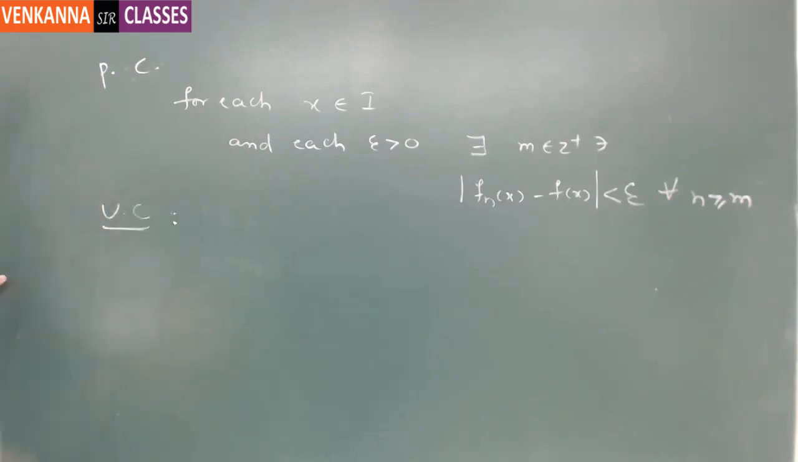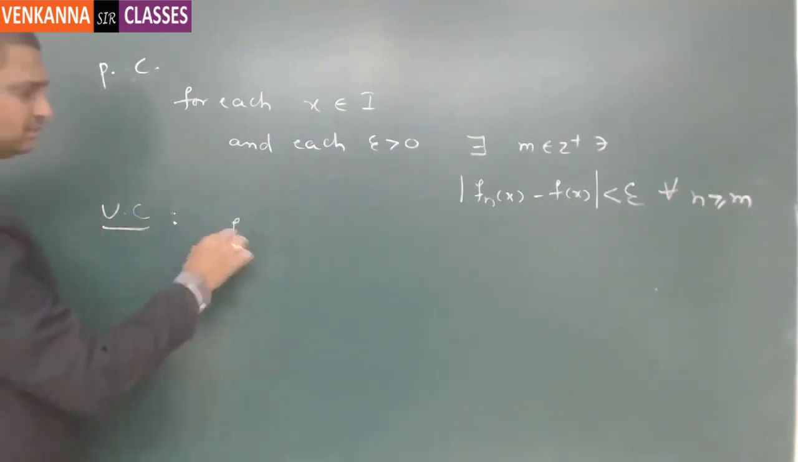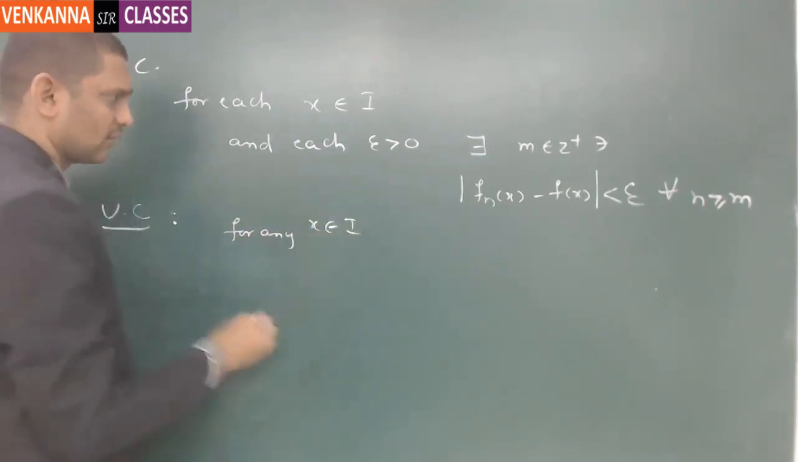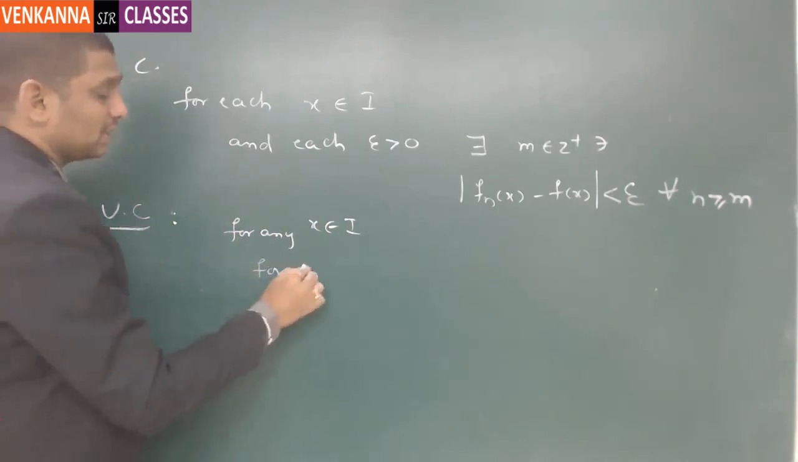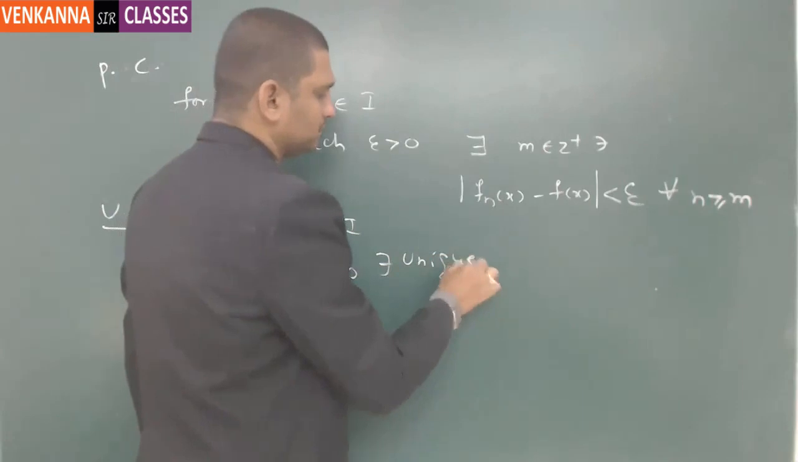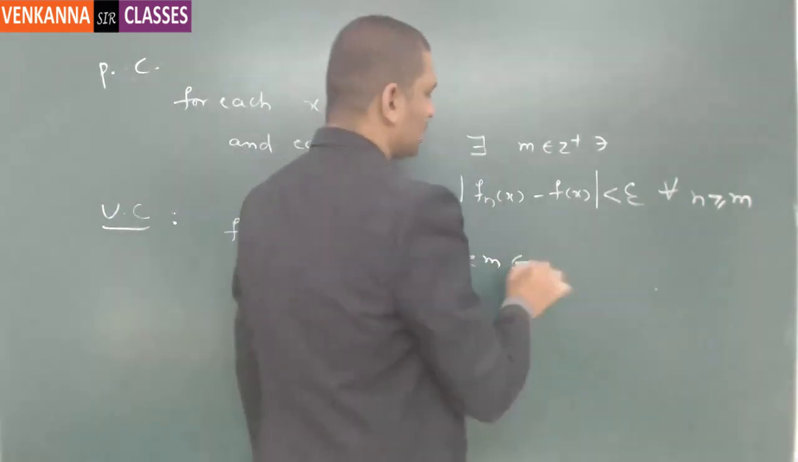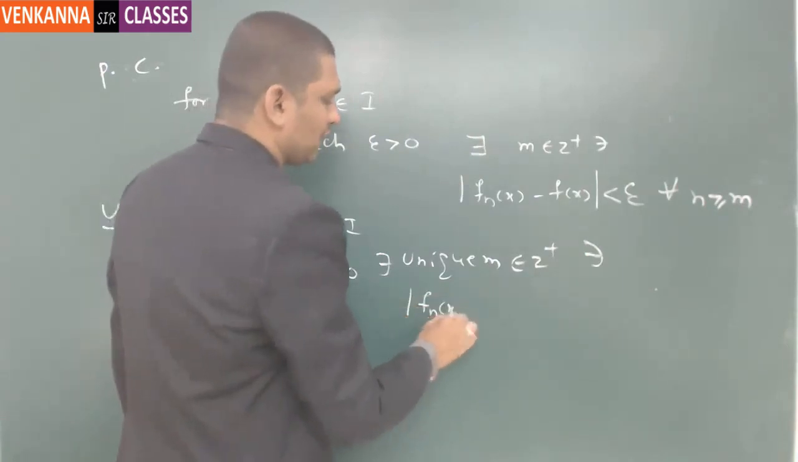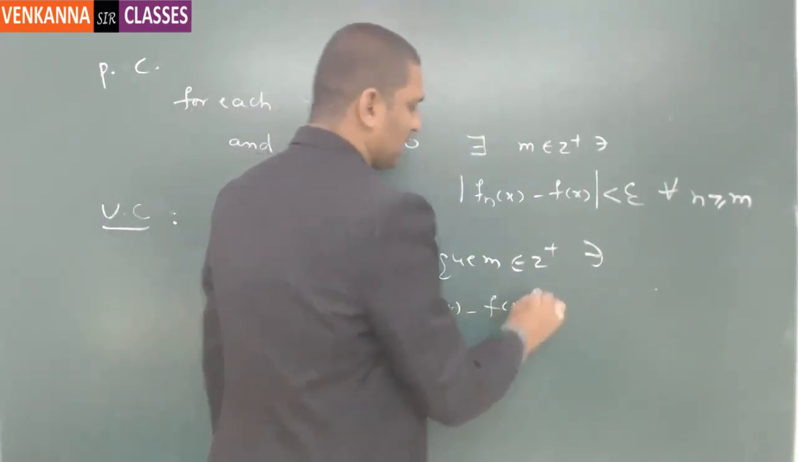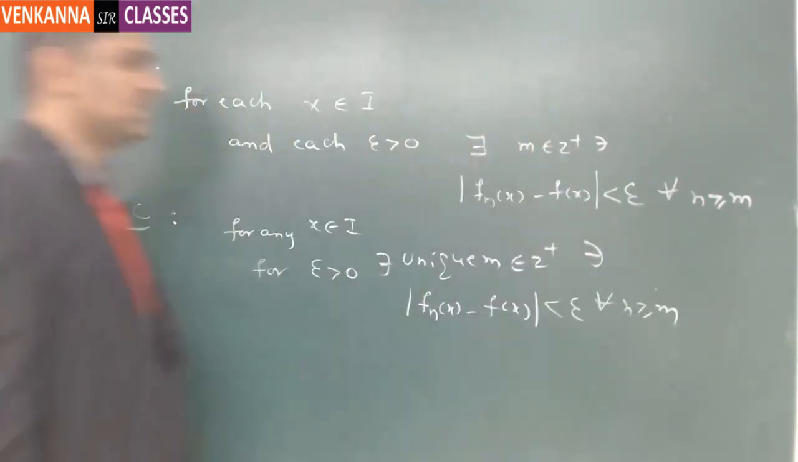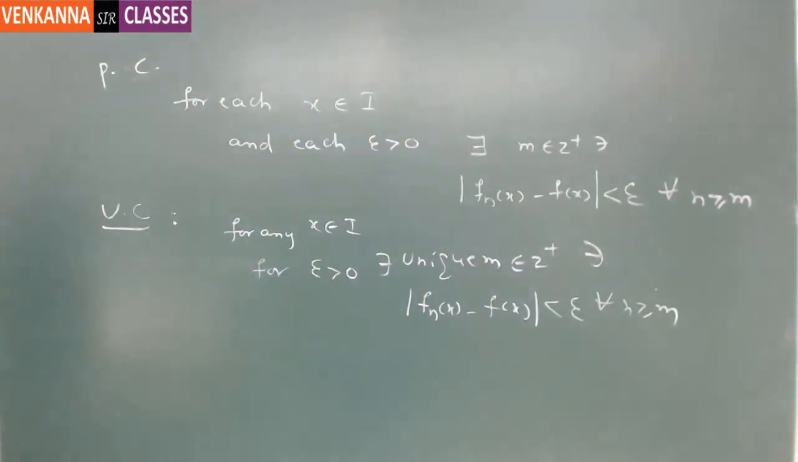And what is the definition of uniform convergence? For any x, for epsilon greater than 0, there exists a unique m belongs to Z plus such that modulus of fn of x minus f of x less than epsilon for all n greater than or equal to m. This is the definition of uniform convergence.